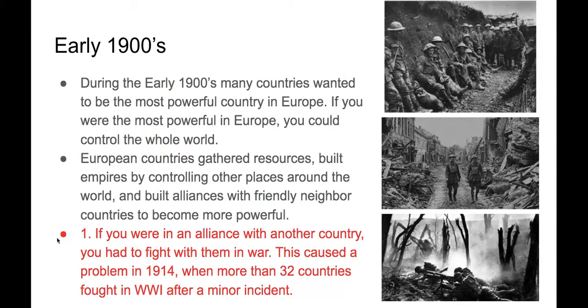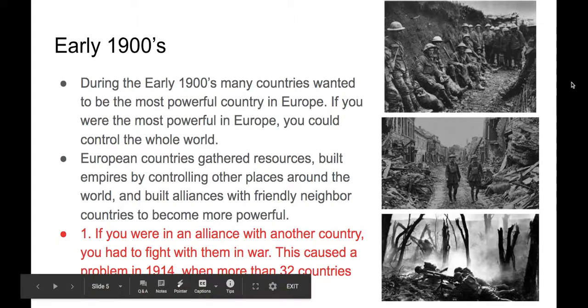Number one, if you were in an alliance with another country, you had to fight with them in the war. And this caused a problem in 1914 when more than 32 countries fought in World War I after a minor incident. Okay, so write that down. Like I said earlier, if you need to pause to finish writing that down, no big deal. I'm going to go on and talk about these pictures.